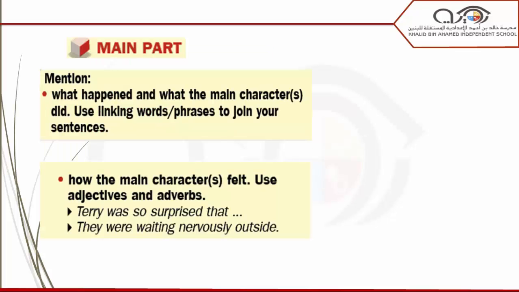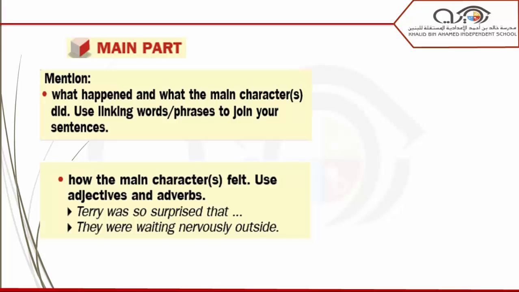After that, in the main part, what do we mention? We should mention what happened and what the main characters did. Then use linking words or phrases to join your sentences. Exactly. You need to use words like, as we said, as a result, in addition, however. We use these words to link and connect your ideas. Then describe how the main characters felt.